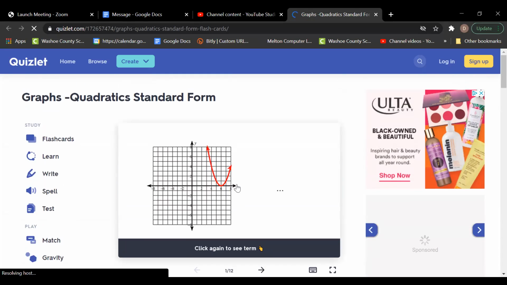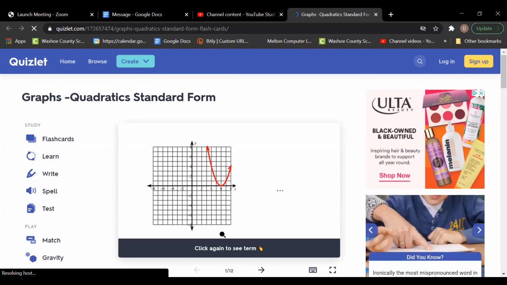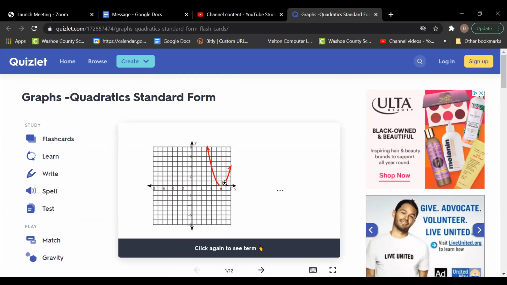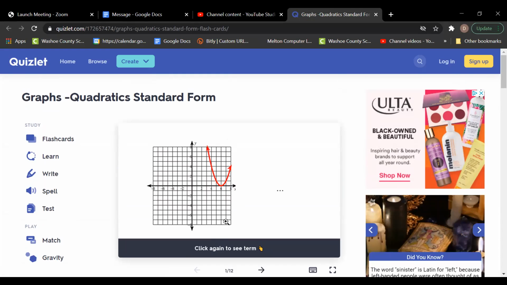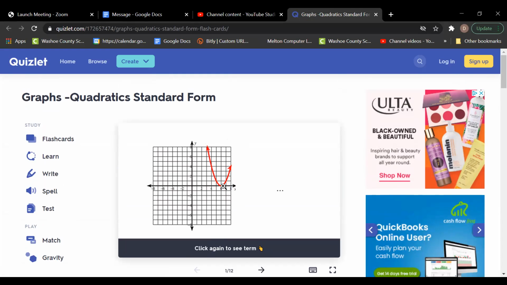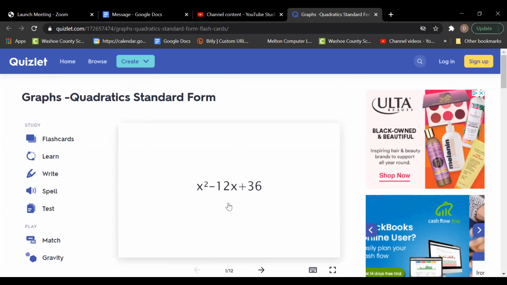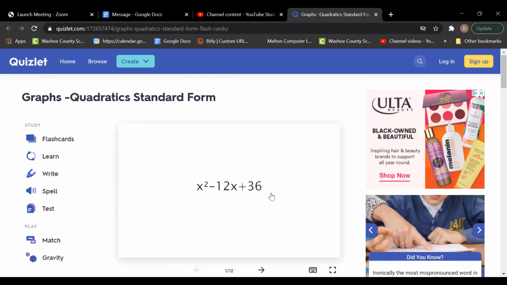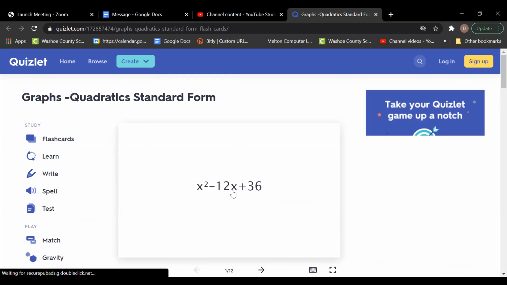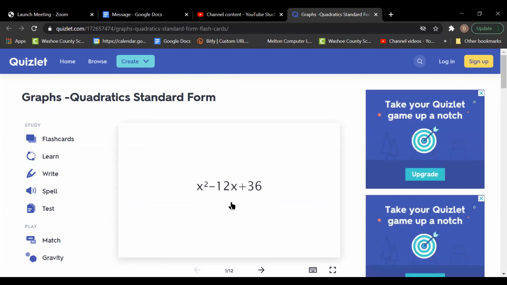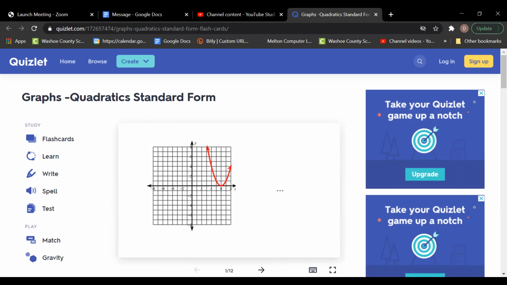So here's the first one. You can see that your axis of symmetry is right here in the middle at x equals 6. And you know that's an axis of symmetry because if I were to fold over this parabola, it would fold perfectly at 6. I also know that this is a minimum because it is a happy face. If you click the term, this is what it's going to show you: the quadratic in standard form that will graph for this. I want you to take a look at this and ask yourself, how does this become this?